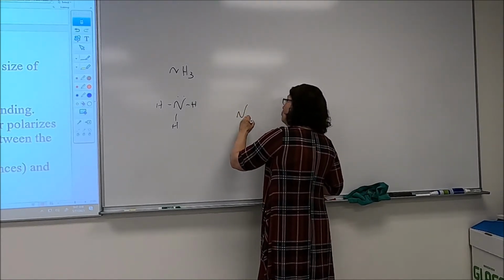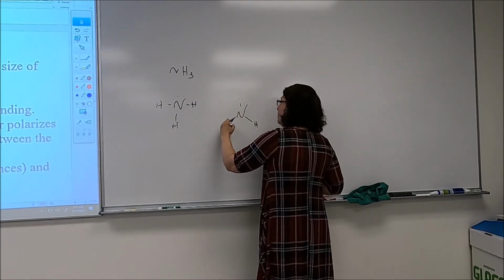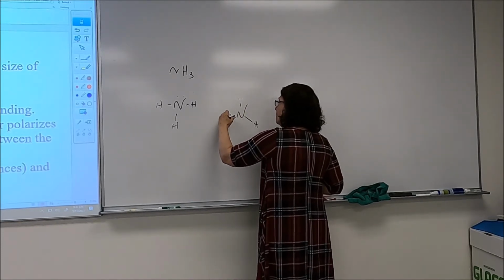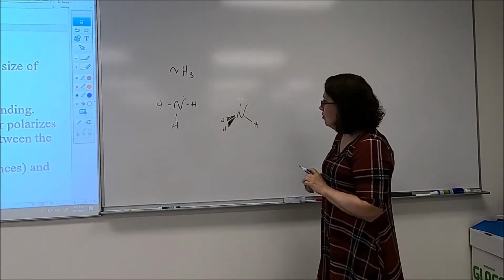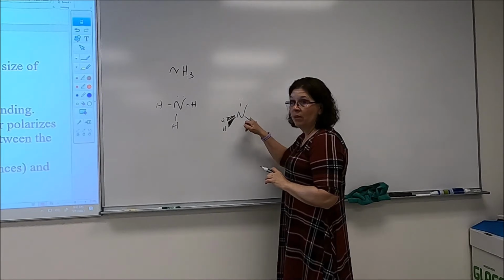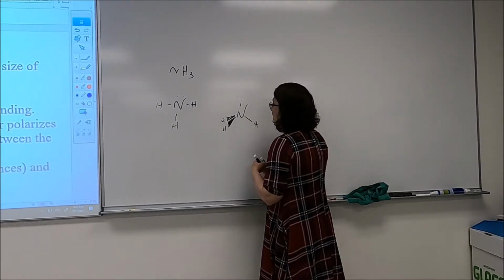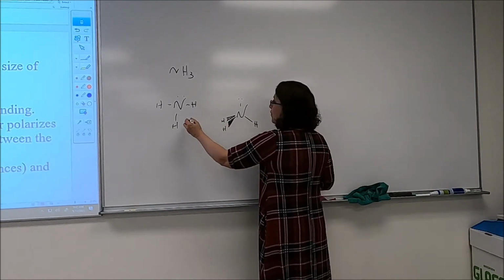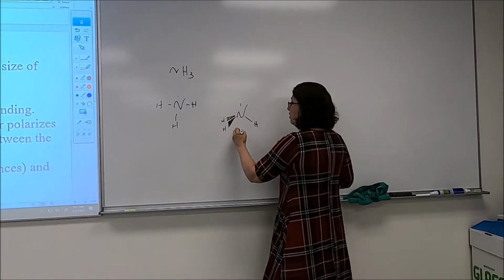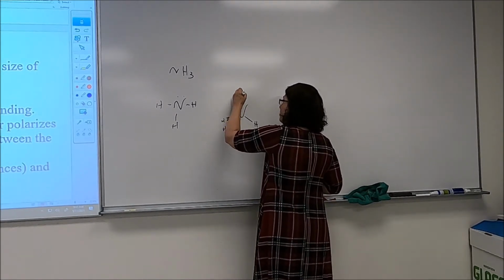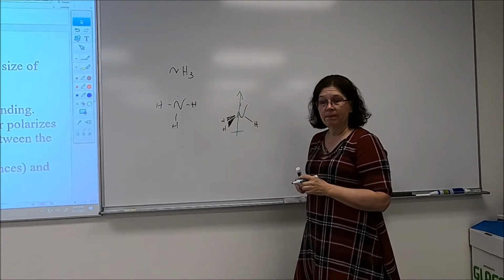Because if you think about drawing it in 3D, we have a tetrahedral shape and we have trigonal pyramidal. Okay, so if we think about the way the electrons are going to be pulled, for each hydrogen bond, nitrogen is more electronegative. It pulls the electron density in. So we have a polarity like this.